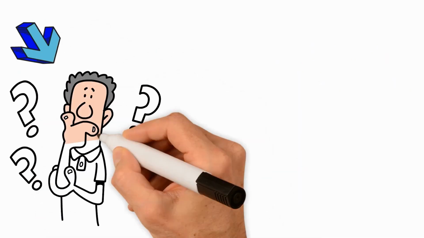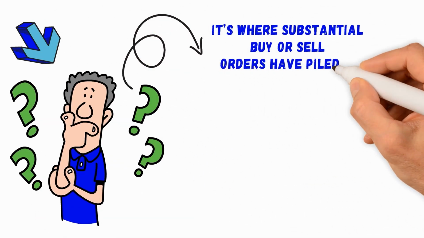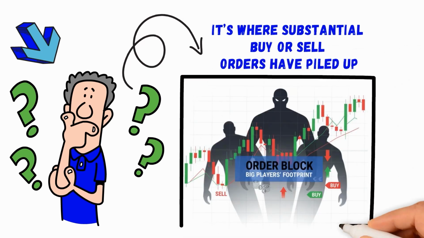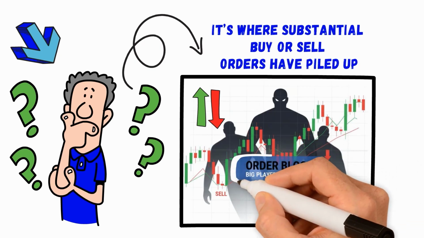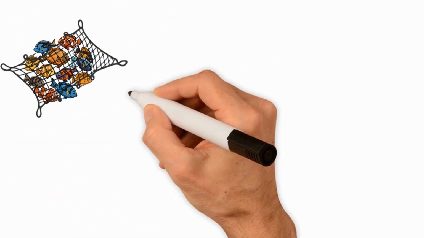So what's an order block? In trading terms, it's where substantial buy or sell orders have piled up. It's like a footprint from the big players, those who move markets. When you spot a bullish or bearish order block, it shows where significant market activity happened. You bet the big fish are likely to return to that spot.